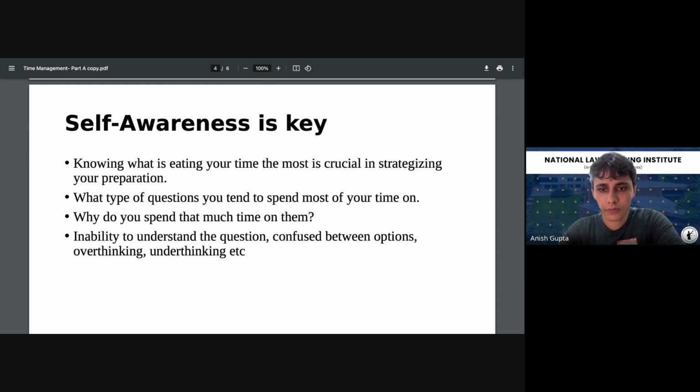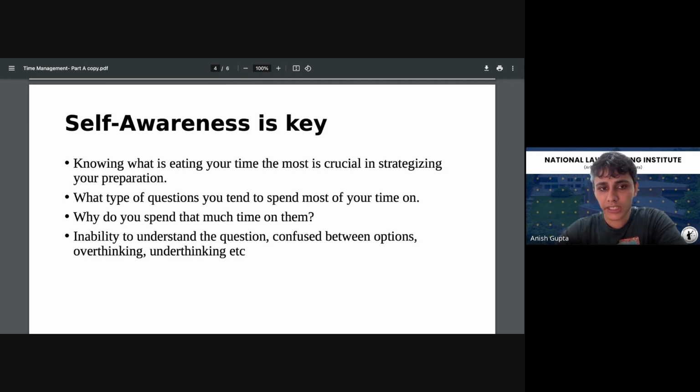So please, when you're doing your mocks, always think a little bit about what are the different questions which have taken too much of your time. And sometimes you will see a pattern emerging that these are the certain types of question where I've taken too much of my time. Maybe it could be GK and it could be some other section of the exam as well.